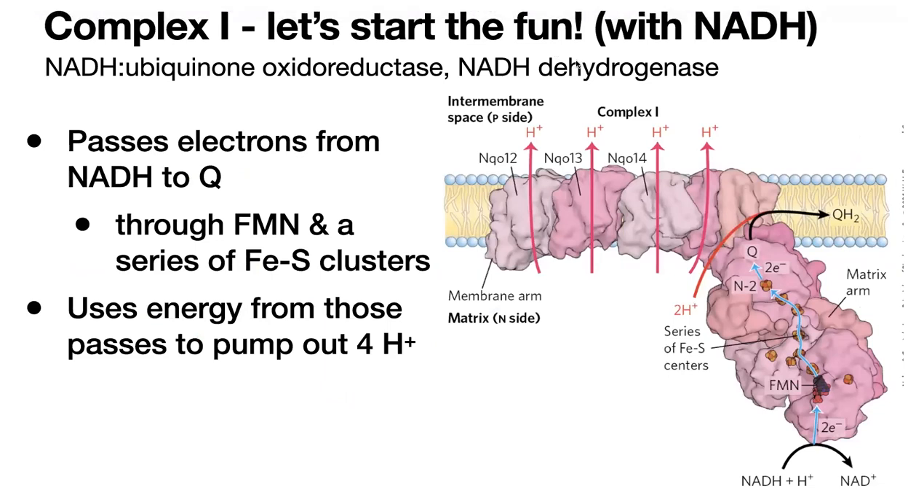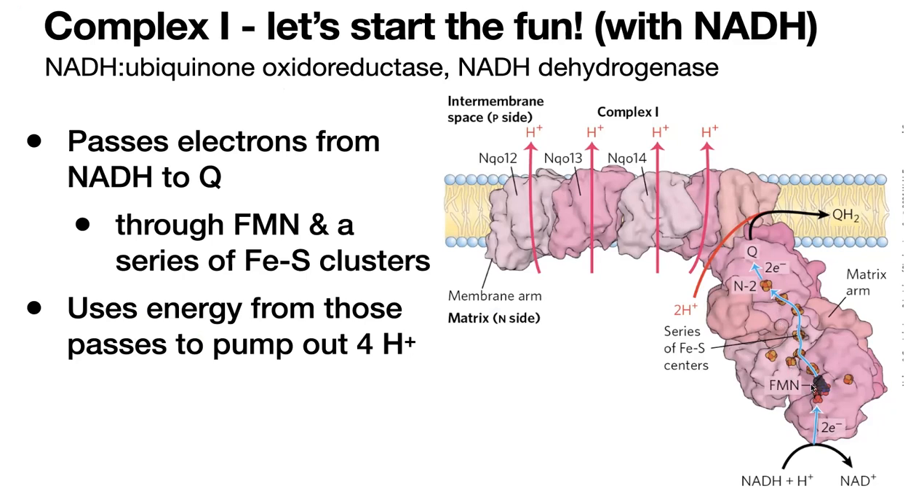So in the case of complex 1, this is also called NADH ubiquinone oxidoreductase, or NADH dehydrogenase. We're removing electrons from NADH, so we're oxidizing it, and we're reducing ubiquinone. So we're passing those electrons onto ubiquinone. But we're not doing that pass off directly. Instead, we're going to do it through a series of electron transporters.